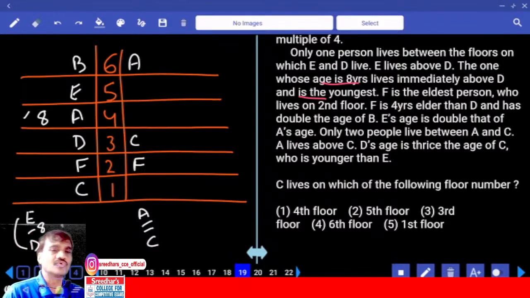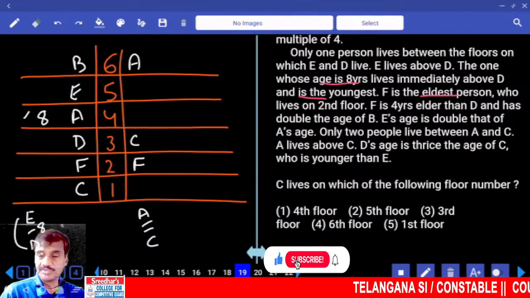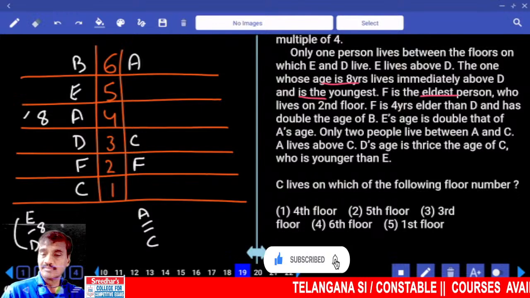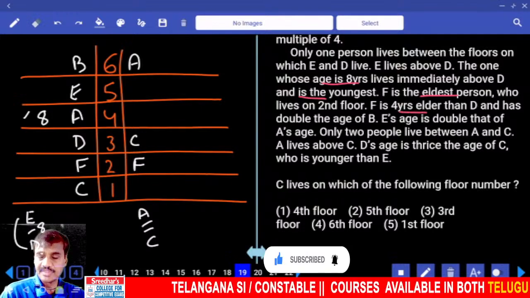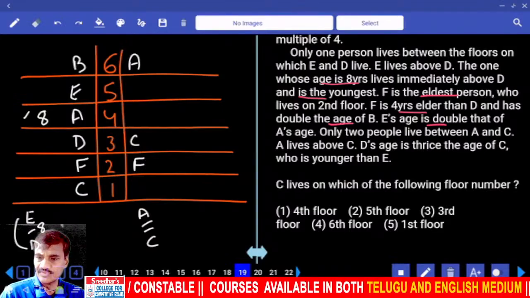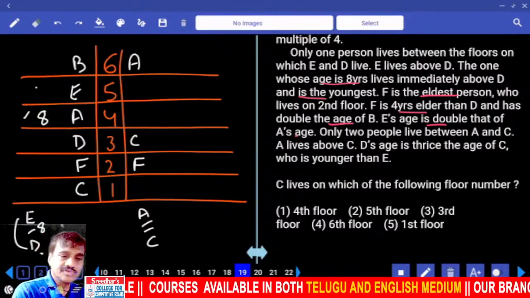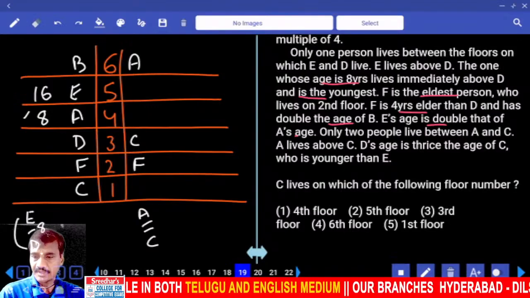That means there is no 4-year younger person. The 8-year person is the youngest. Then F is the eldest person, that means his age must be the highest. F is 4 years older than D and is double the age of B. E's age is double that of A's age, so E is 16.